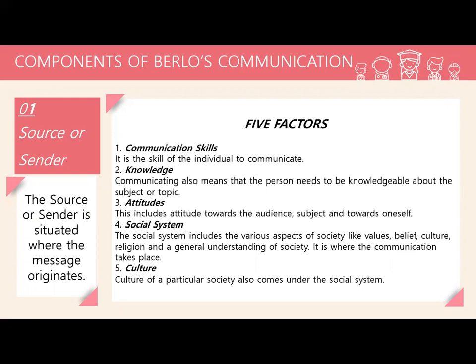The fourth one is the social system. The social system includes the various aspects of society like values, beliefs, culture, religion, and a general understanding of society. It is where the communication takes place. For example, classrooms differ from country to country, just like people's behaviors and how they communicate. The last one is culture. The culture of a particular society also comes under the social system.